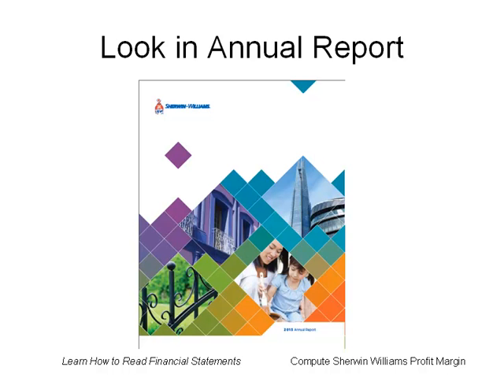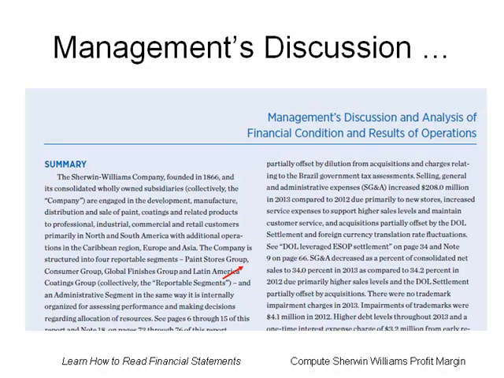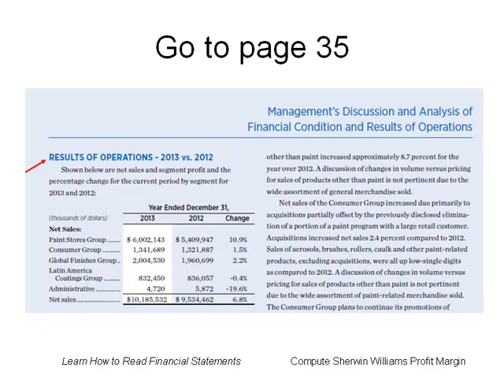First, let's look in the annual report. A quick scan of the table of contents shows that beginning on page 17, the company discusses its financial performance. On page 18, we find the section that we're seeking. It's the management's discussion and analysis of financial condition and results of operations. Proceeding to page 35, management compares the results of operations for 2013 with 2012.